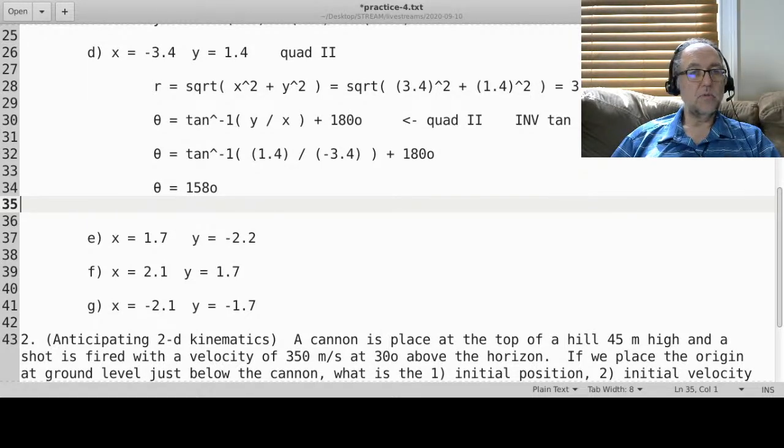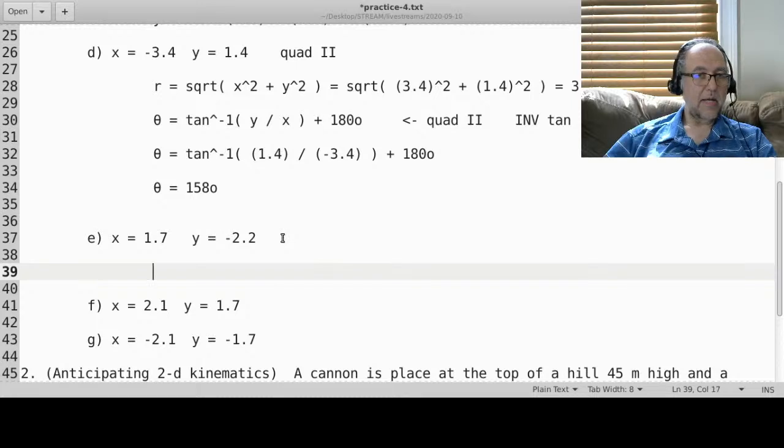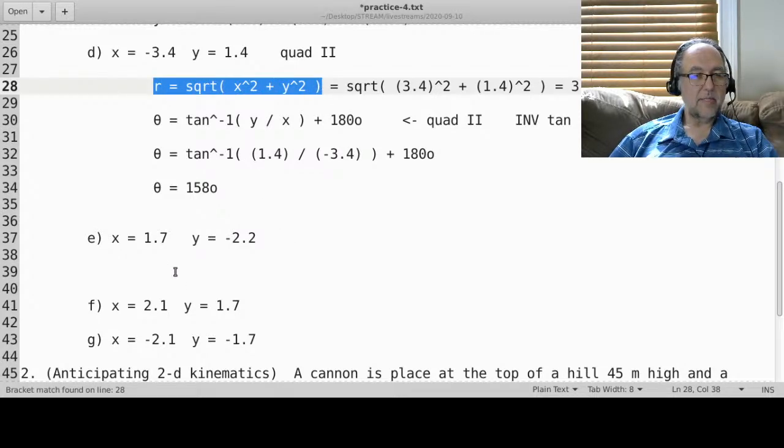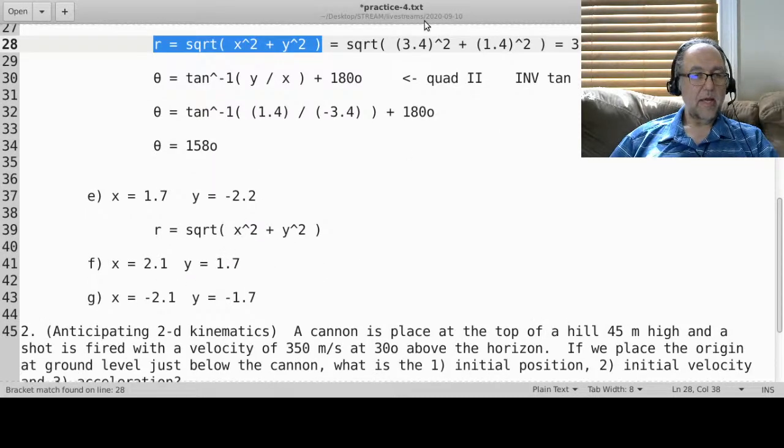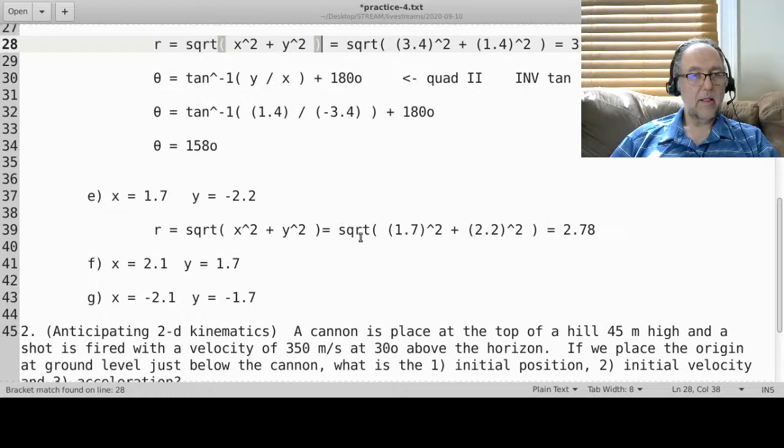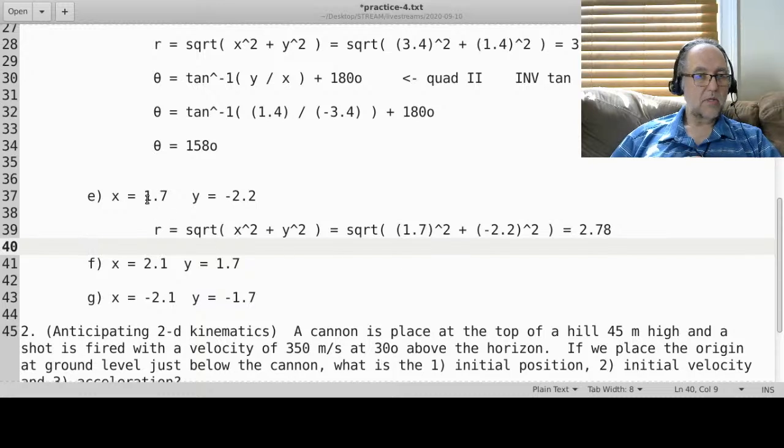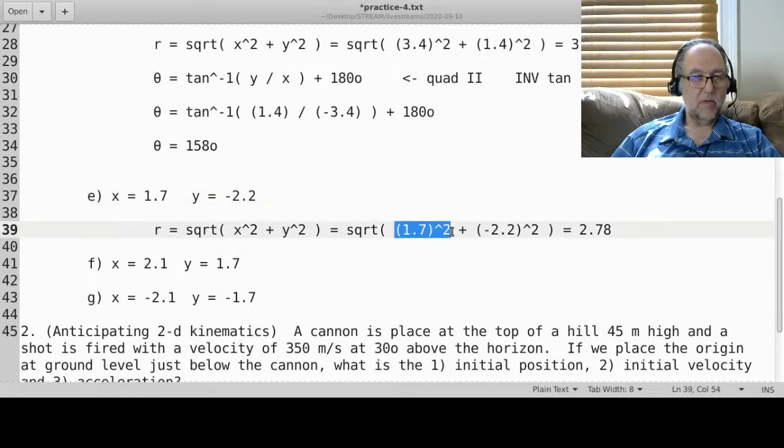Okay, let's do the next one. Next one for R, it's the same formula. We're substituting in for x and y next. So there's 1.7, so it's 1.7 squared. There's negative 2.2, there's negative 2.2 squared, the negative being squared along with the 2.2, and you should get an answer of 2.78.